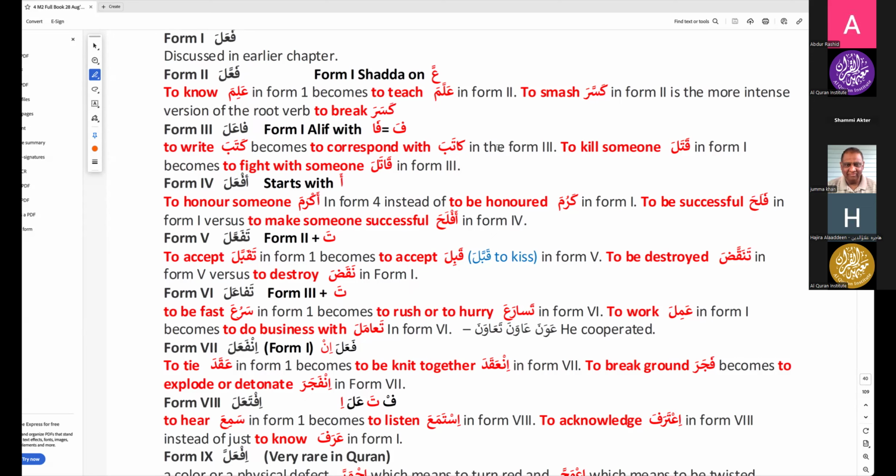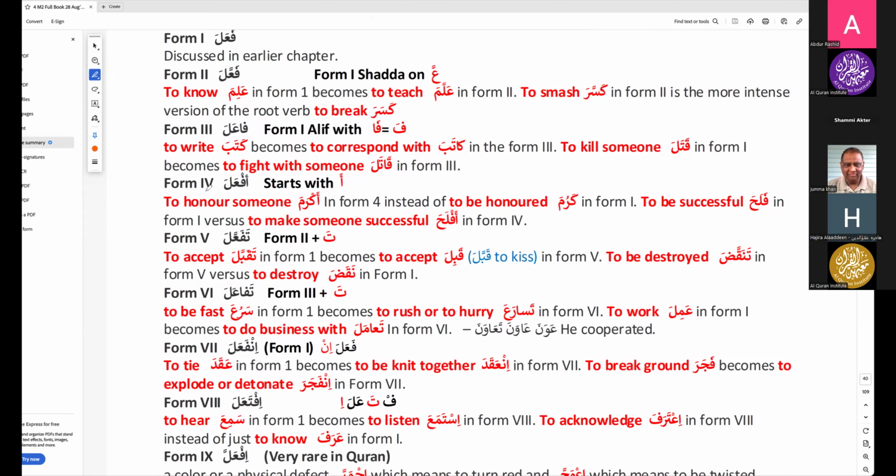Kaataba. Okay? To kill someone is qatala, in form 1, a simple trilateral word, qatala. Form 1. To fight with someone is qaatala, with an alif after the qaf, in form 3. This is the example of form 3. Okay. So let's get my pen here. Qaatala. It's got an alif here. Can you see that? Right.